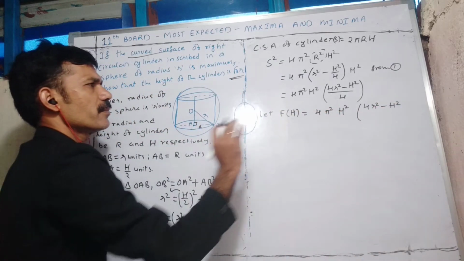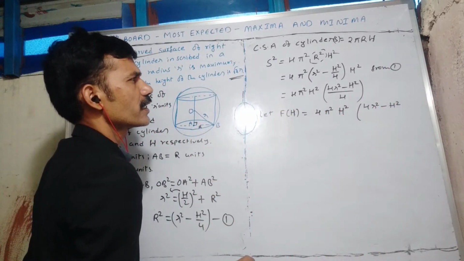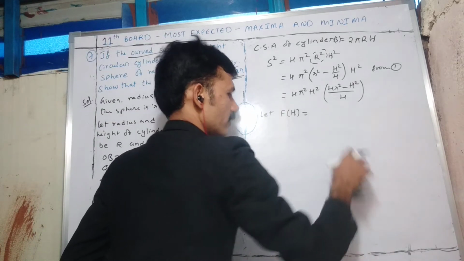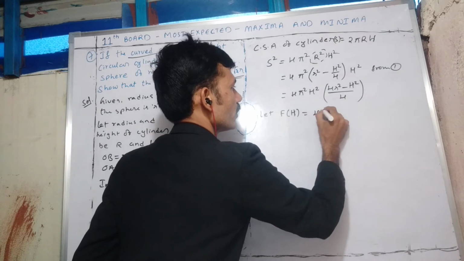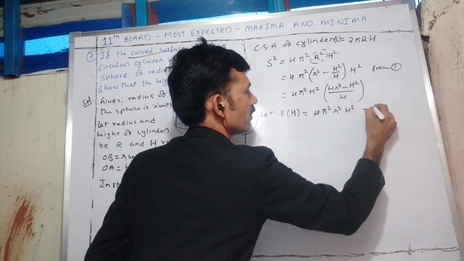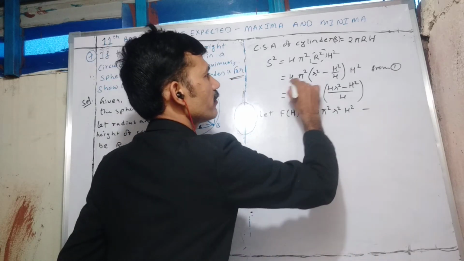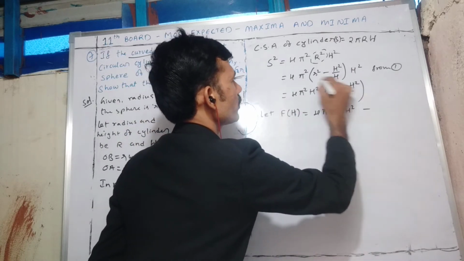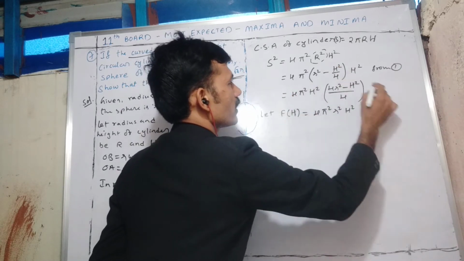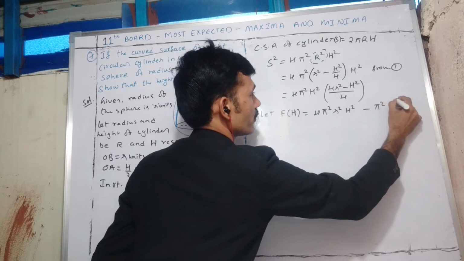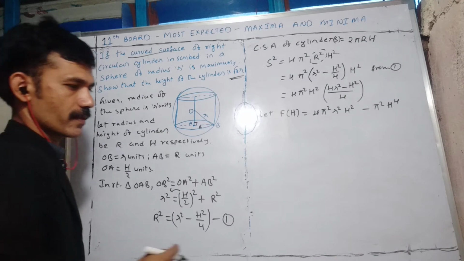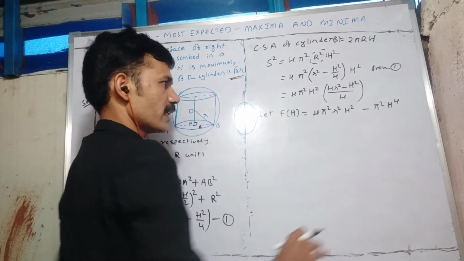If you want, we can multiply. Then what we are going to get? 4 pi square r will multiply and write. So 4 pi square small r square and H square, minus, if you multiply with this, 4 will get cancelled. Pi square will be there, and H square into H square, H power 4. Here it will be easy to differentiate. Here also we would have done the same thing.